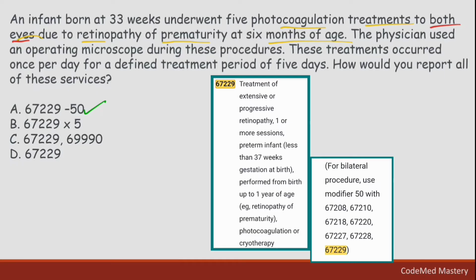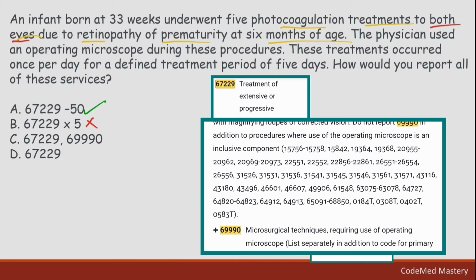So eliminate option B. And in option C, second code is 69990. 69990 is for microsurgical technique requiring use of operating microscope. In the scenario you can see there is use of operating microscope, right? But above the code 69990 you can read there is a note. We should not report 69990 in addition to procedures where use of operating microscope is an inclusive component. Below that you can see the code range 65091 to 68850. So the code 67229 will be in that range, right? So we are not supposed to use 69990 with 67229.